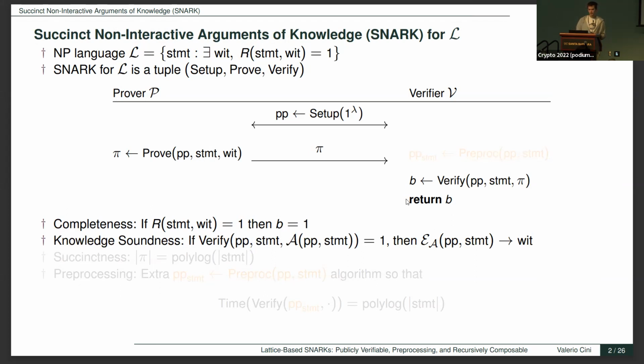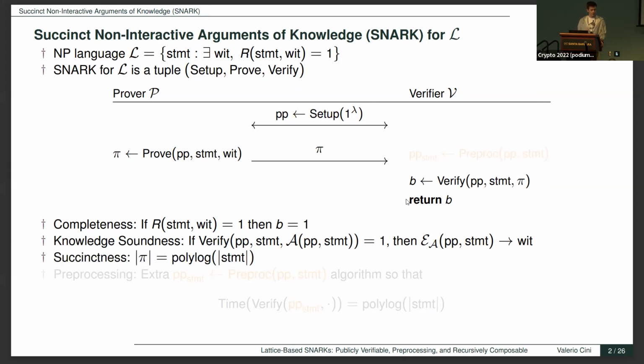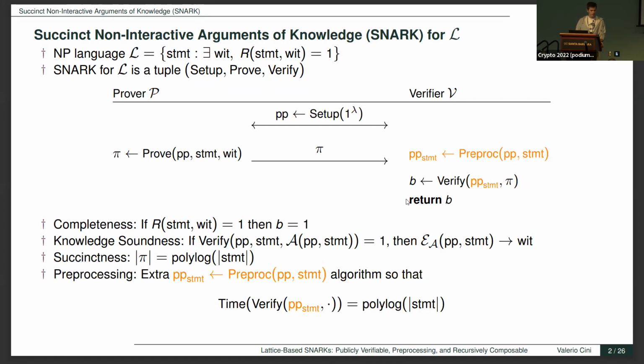These 2 properties alone are trivial to achieve by having the prover just send the witness to the verifier. What makes the construction non-trivial are the efficiency requirements that we impose. So the first one concerns the communication between the prover and the verifier. And this is what we call succinctness, and requires that the proof size should be polylogarithmic in the size of the statement. And a requirement regarding the runtime of the verification is what we call preprocessing. Here, in an offline phase, the verifier can preprocess the public parameters depending on the statement being proven. And then, using these preprocessed public parameters, the runtime of the verification should be polylogarithmic in the size of the statement.